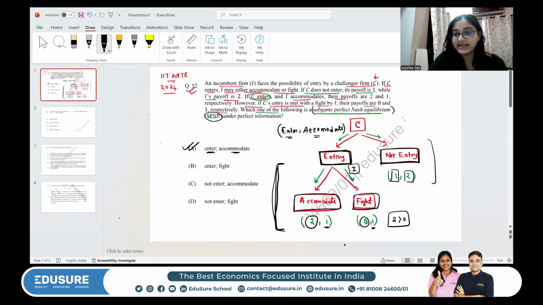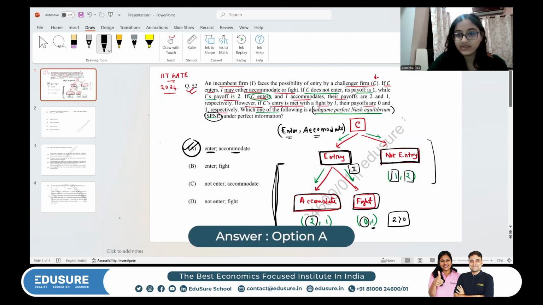So again, let me repeat the definition. SPNE, subgame perfect Nash equilibrium, means in each of the subgames, both the players, or as many players as you have, all the players must have equilibrium, Nash equilibrium in each of the subgames. So that will give you the answer. Here the right answer is option A.